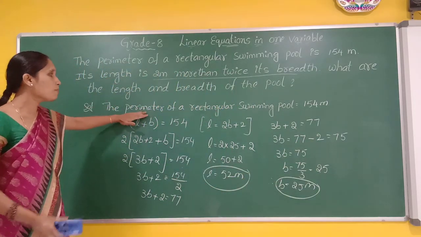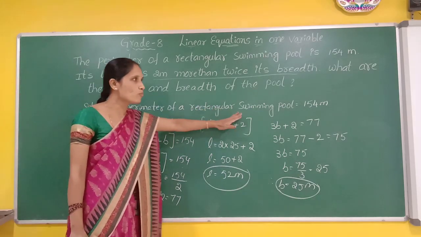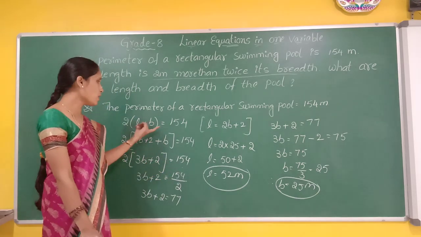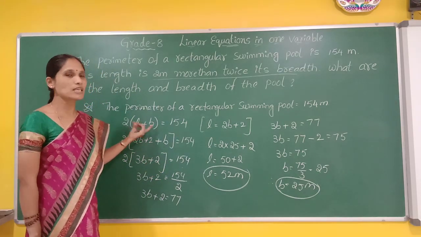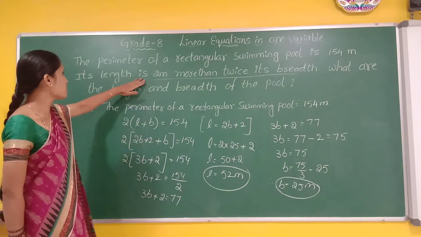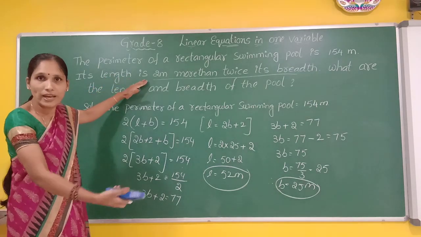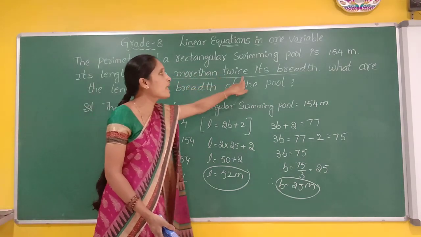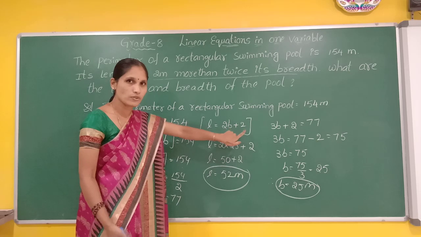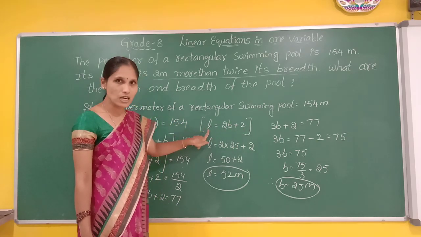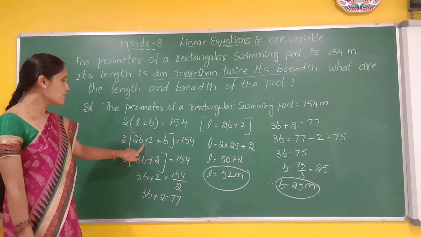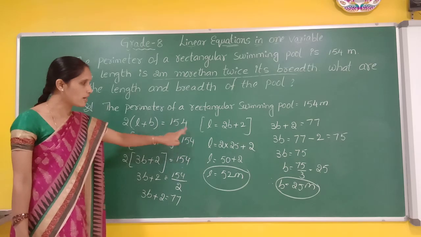In the given question, the perimeter of a rectangular swimming pool is 154 meters. Perimeter of the rectangle formula is 2 into (L plus B), and the value is given as 154. Now we substitute the value of L and B here. If you observe, the value of L depends on breadth: 2 meters more than twice its breadth. So the value of L is equal to 2B plus 2. Now substitute L equal to 2B plus 2 in the given equation: 2 into (2B plus 2 plus B) equal to 154.